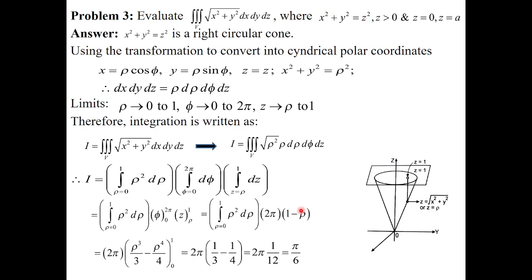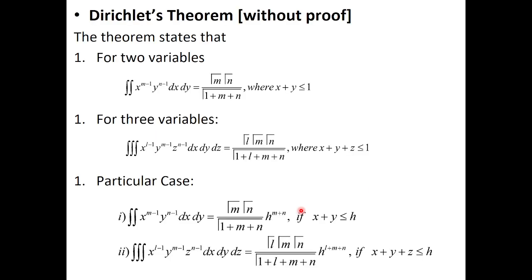Further, you can evaluate the integration over a circle with center 0, 0, radius 1 by using the conversion from Cartesian to polar as x equals to r cos theta, y equals to r sin theta, with the limit of theta 0 to 2 pi and r it is 0 to 1. Okay.